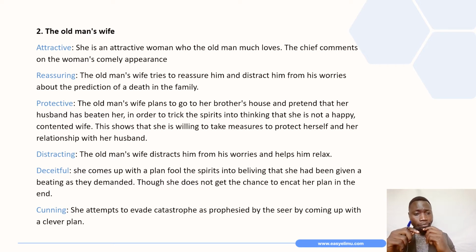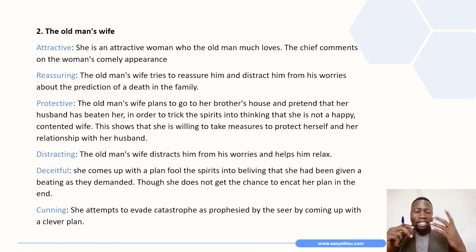So she plans to go to her brother's house and pretend that her husband has beaten her, in order to trick the spirits into thinking that she is not a happy and contented wife. So this shows that she is willing to take measures to protect herself and her relationship with her husband. So I think we can also say that she is a schemer.